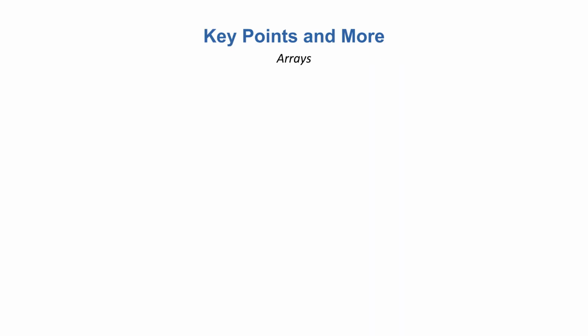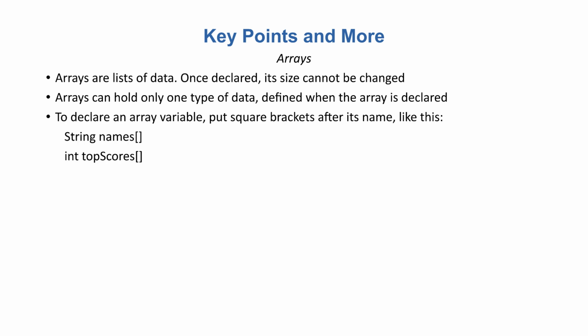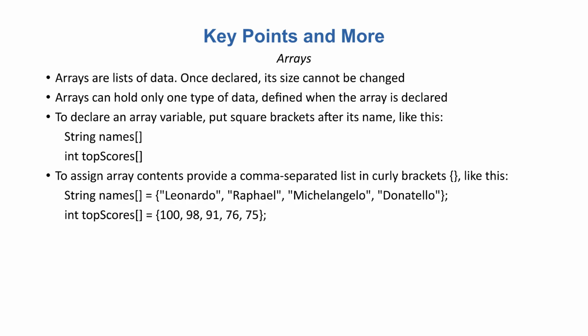Key points and more. Arrays. Arrays are lists of data. Once an array is declared, its size cannot be changed. Arrays can hold only one type of data, such as strings, ints, doubles, or even types you define yourself. You declare the type of data the array will hold when you declare the array. To declare an array variable, put square brackets after its name, like this. One way to put data in an array is to assign to it a comma-separated list of items in curly brackets, like this. Another way to put data into an array will be covered in a later lesson.